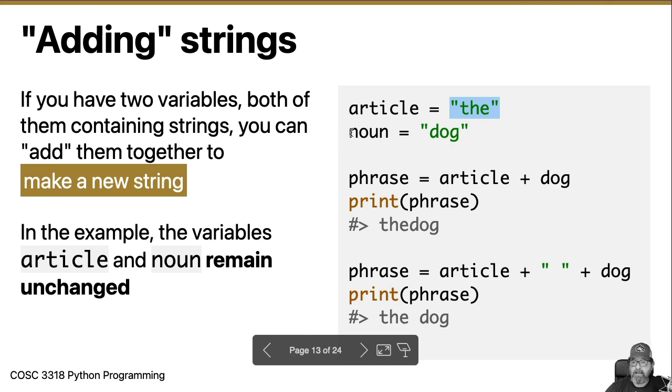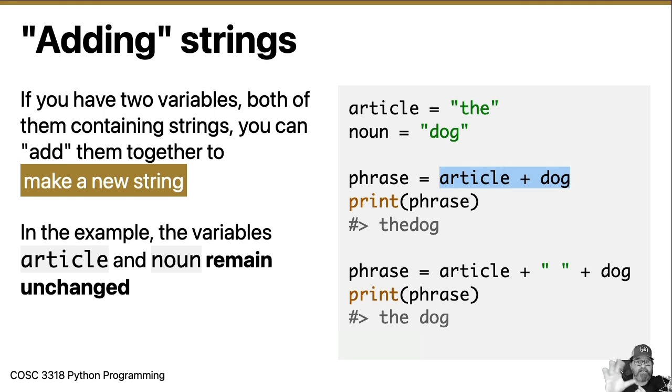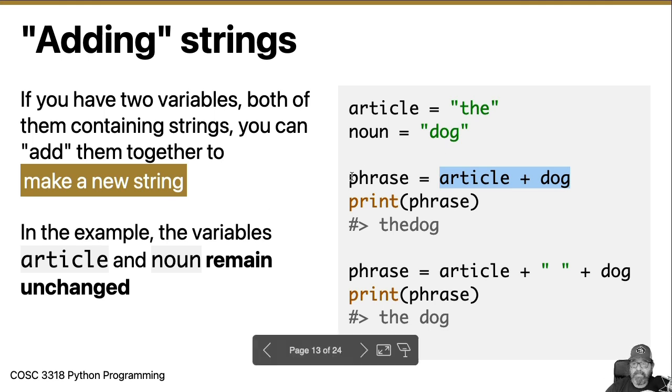And then I have a variable named noun, and I store the value dog in it. So when I add these two together, article plus dog, it creates a new string. It creates new text for me. The original article and the original noun, those variables, the values in those memories, are not changed. I'm adding them together to get a new value, and I'm storing that inside phrase.